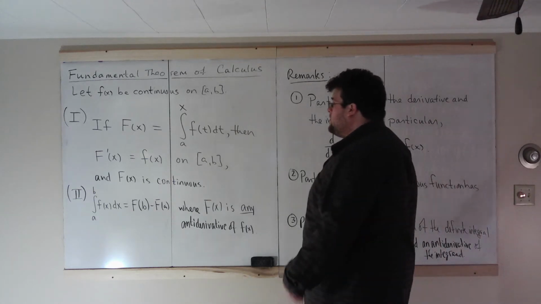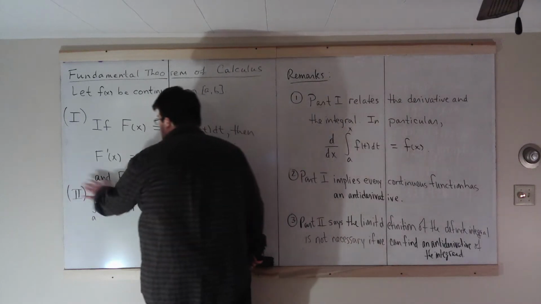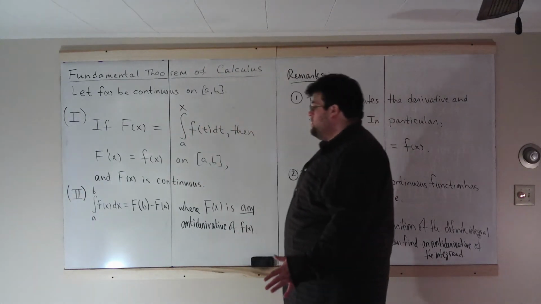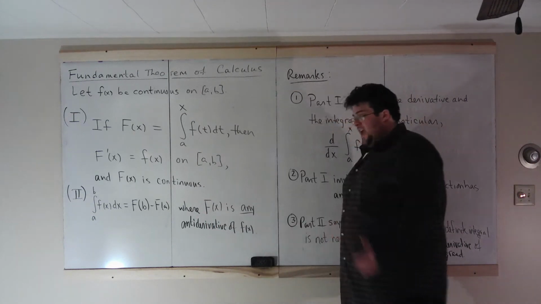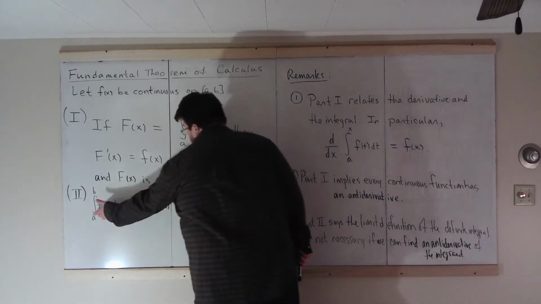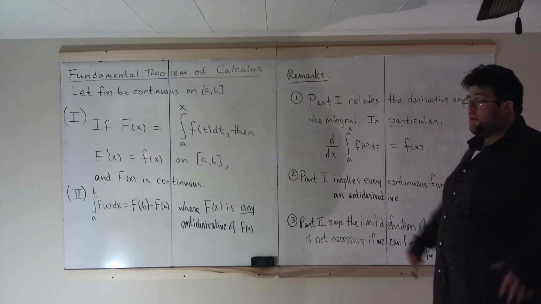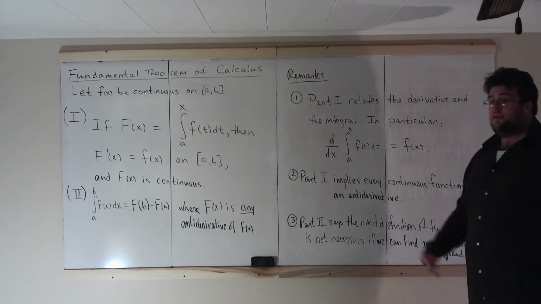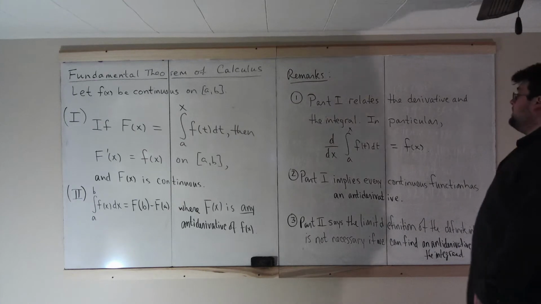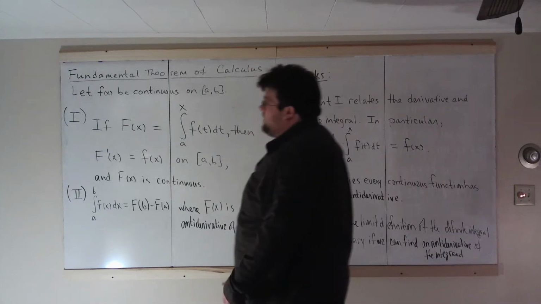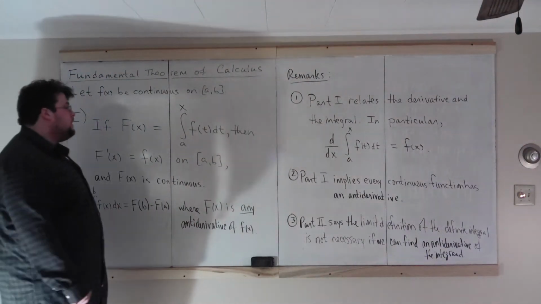But this part, part 2, provides a nice justification for that, because right here we have a definite integral. And to compute that definite integral, all we need is an antiderivative of lowercase f, of the integrand. So here, part 2 says we can use an antiderivative to compute a definite integral. And it relates the indefinite integral and the definite integral. Well, it relates the antiderivative and the definite integral, and the antiderivative is related to the indefinite integral.